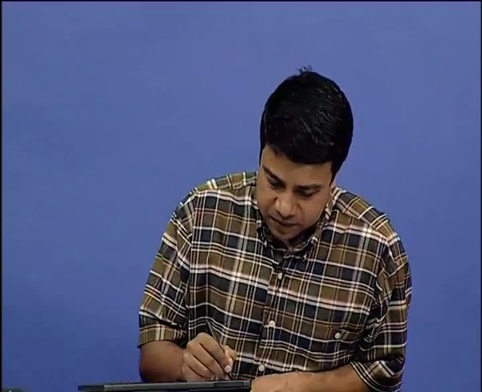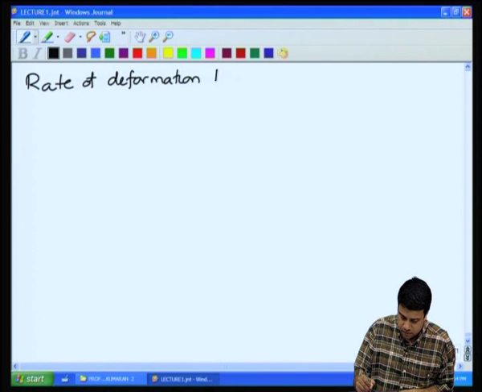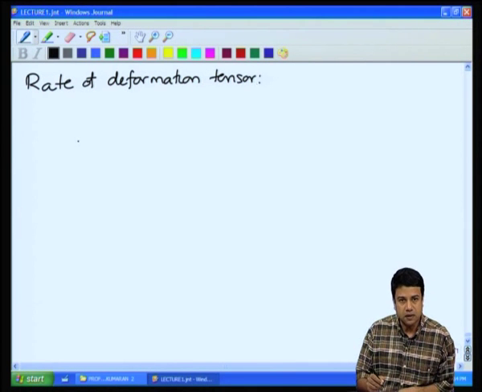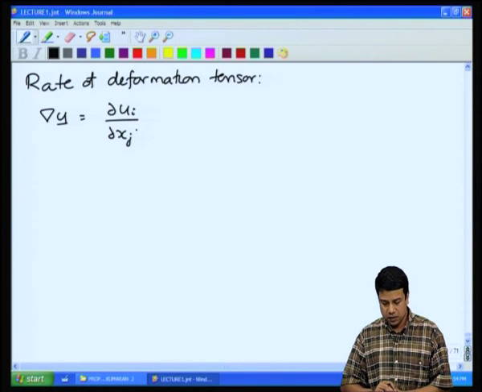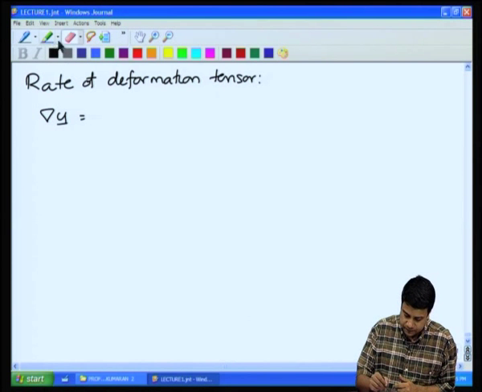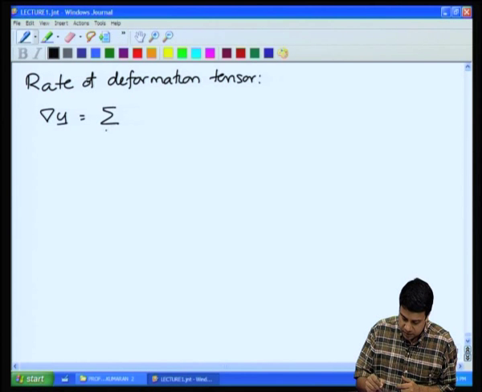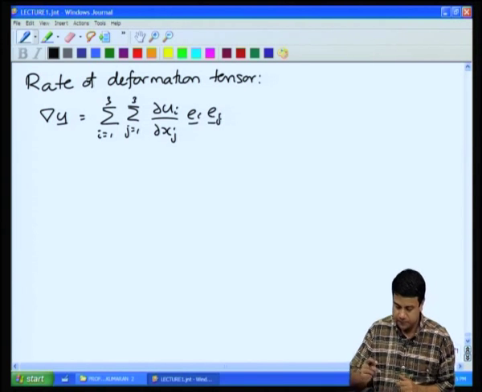So, this is the rate of deformation tensor. It is a second order tensor, the gradient of the velocity. It is also written as partial ui by partial xj. And if I were to write it in expanded form, then I would write it as the sum over i from 1 to 3, the sum over j from 1 to 3 of partial ui by partial xj ei ej.